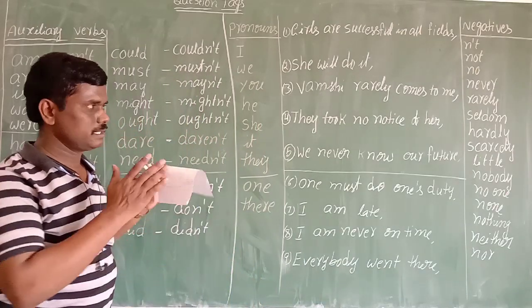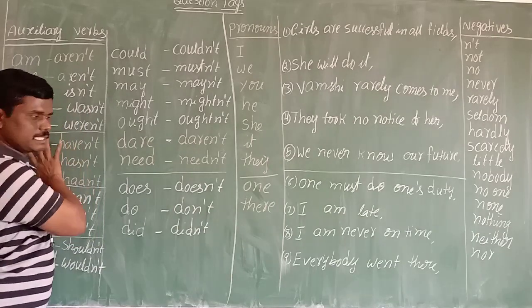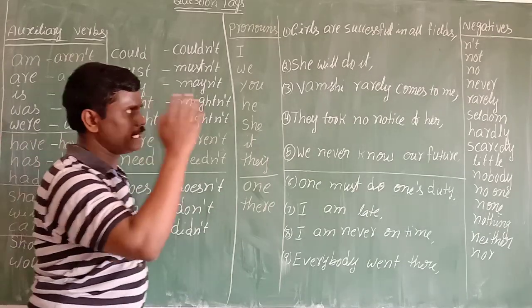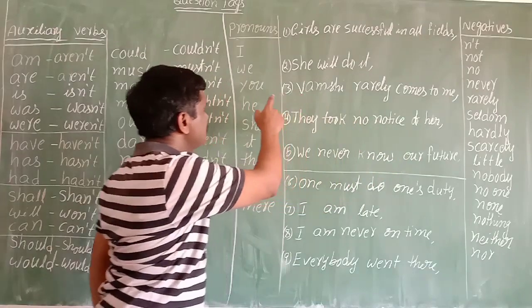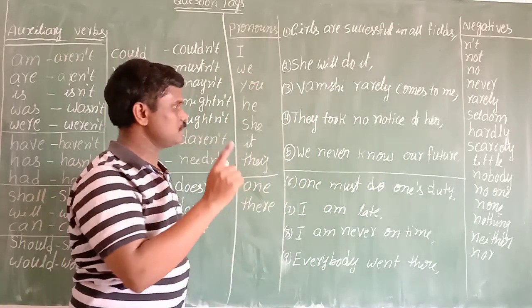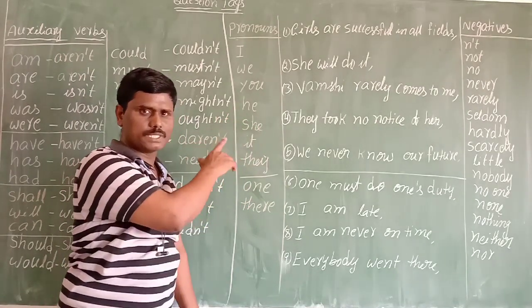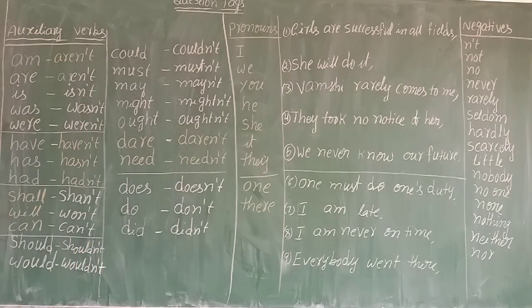Friends, now the basic concept. You should keep in mind auxiliary verbs. You should keep in mind negatives. You should also keep in mind pronouns. These are the pronouns. Just block it and you can write. Once you see, just you see.